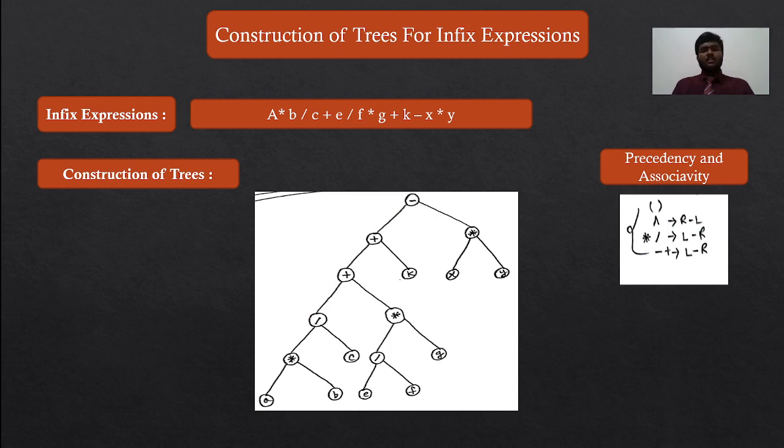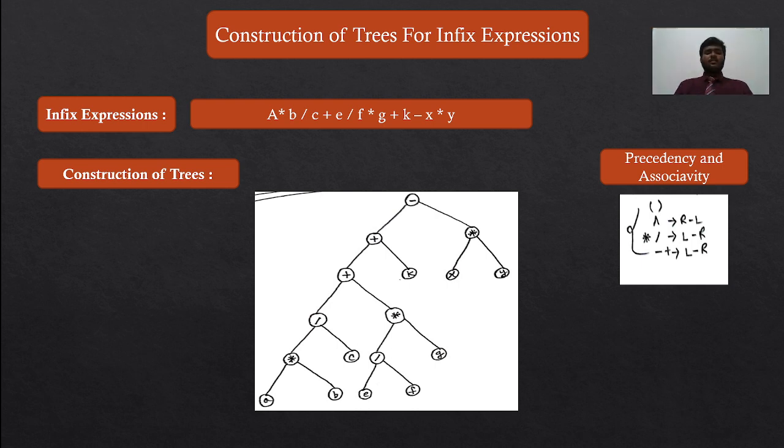And then the plus's right child is multiplication, and its left child is division, which is e division f, and its right child is g.